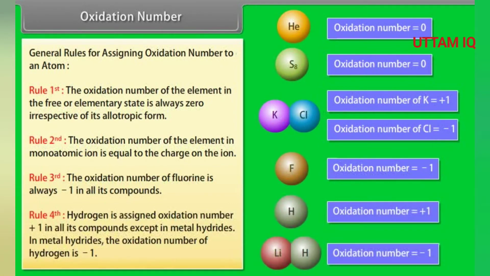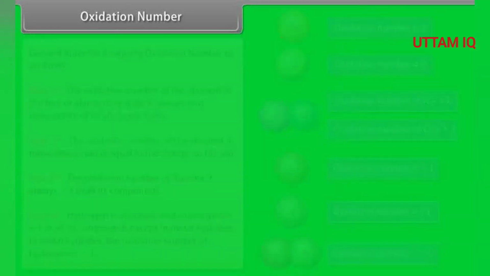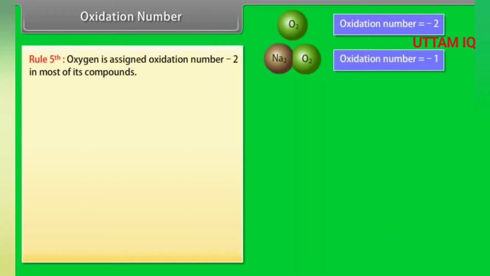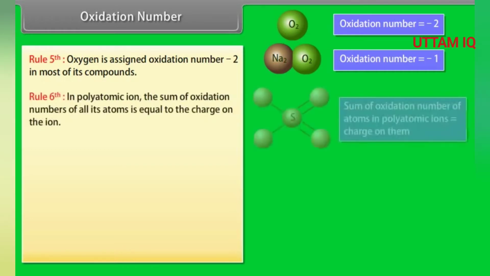Rule fourth. Hydrogen is assigned oxidation number +1 in all its compounds except in metal hydrides. In metal hydrides, the oxidation number of hydrogen is -1. Rule fifth. Oxygen is assigned oxidation number -2 in most of its compounds. Rule sixth. In a polyatomic ion, the sum of the oxidation numbers of all its atoms is equal to the charge on the ion.